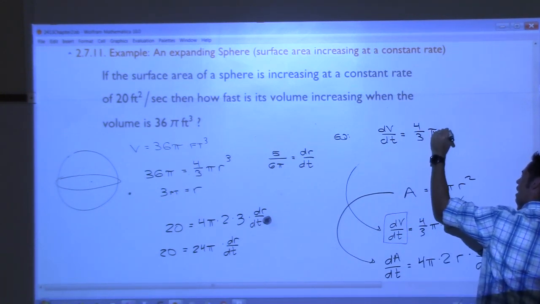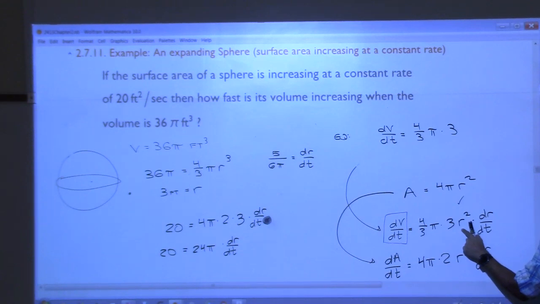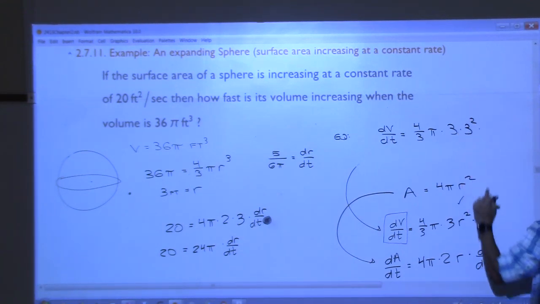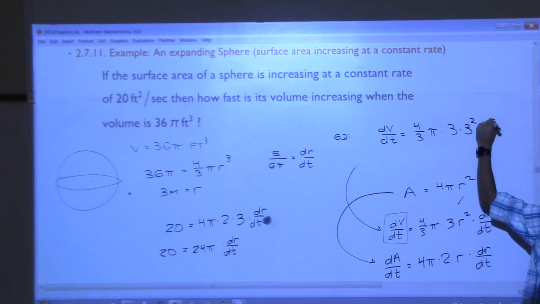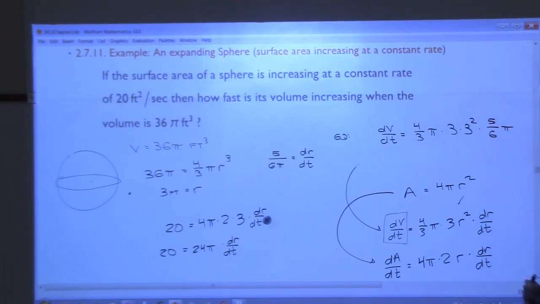4/3 pi times 3. Now, do I know r squared? Yes, that's 3 squared, right? And then dr/dt is 5 over 6 pi. Pi is on the bottom. Okay, this better turn out to be 30. We were going into this formula. Yeah, it's cubed. No, it's 4/3 pi r cubed. But this was the derivative I'm working with, which is why it was squared.